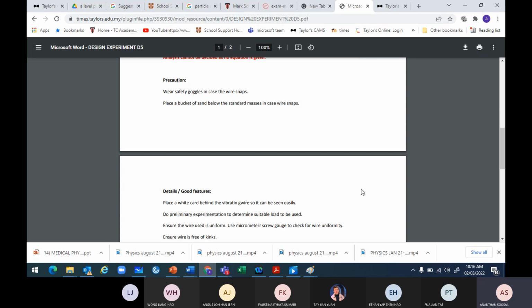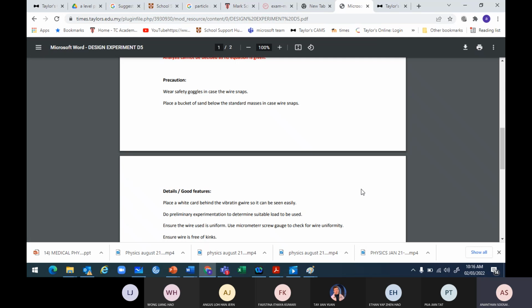Okay, precaution: whenever you have a string, it might snap and hit your eyes, so use goggles. If there is a sorted mass, a bucket of sand must be used, so that the mass falls into the bucket of sand and not just onto the floor where it might hurt you. Whenever there is string, goggles. Whenever there is a sorted mass, bucket of sand.